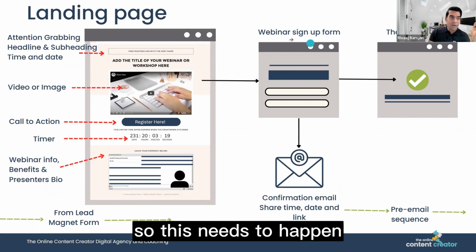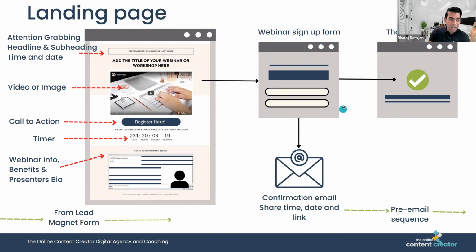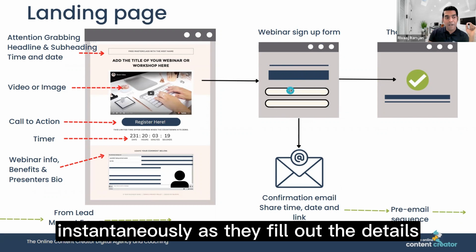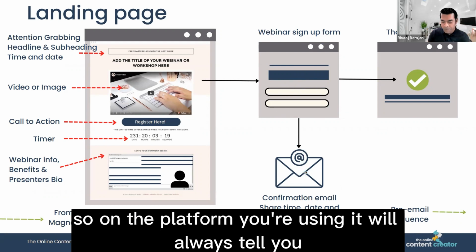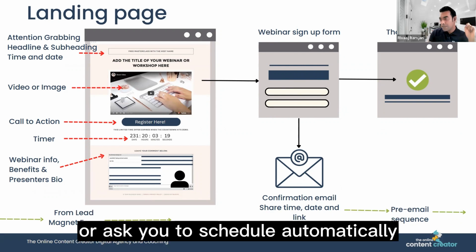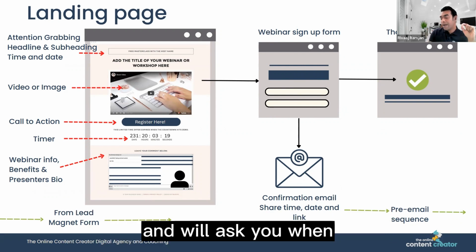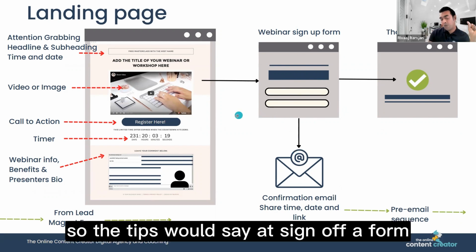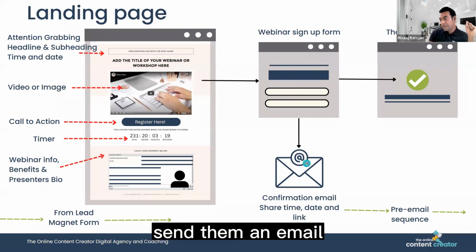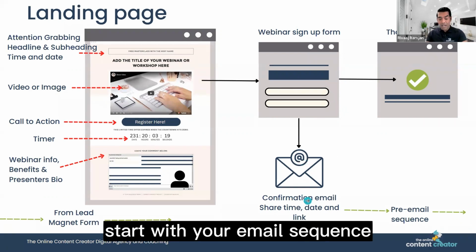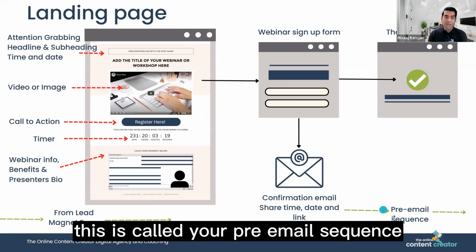So this needs to happen instantaneously. As they fill out the details, this needs to happen at the same time. On the platform you're using, it will always ask you to schedule automatically, and will ask you when. So at the sign-up form, you decide what will happen. Send them an email. Okay, so this is the start of your email sequence. This is called your pre-email sequence.